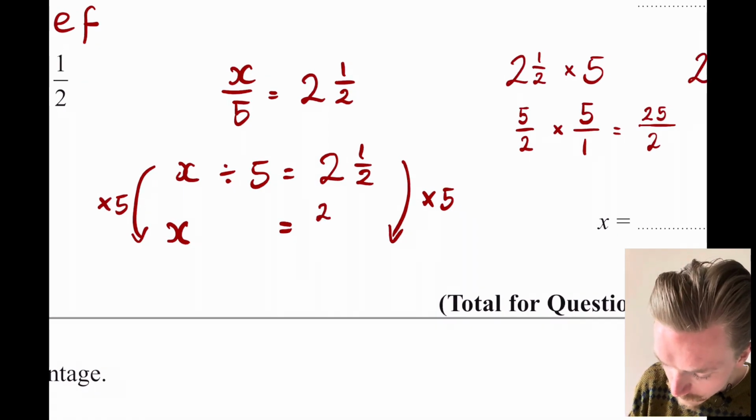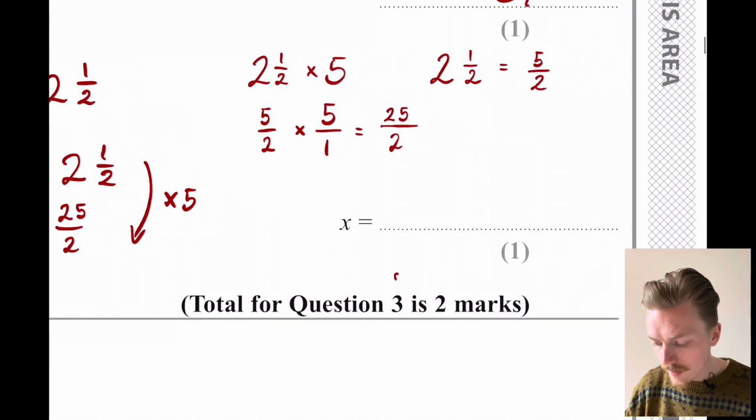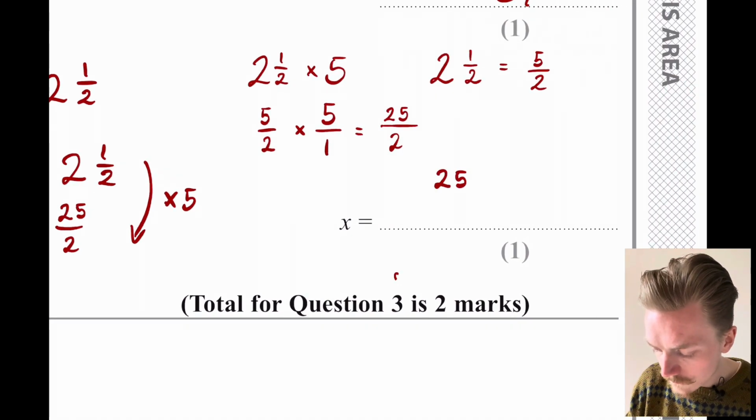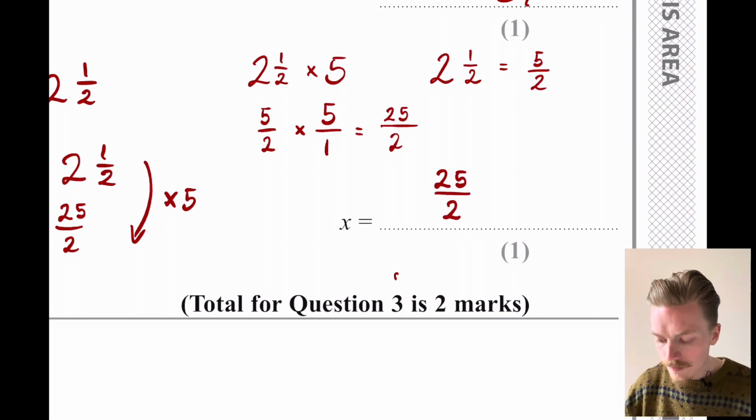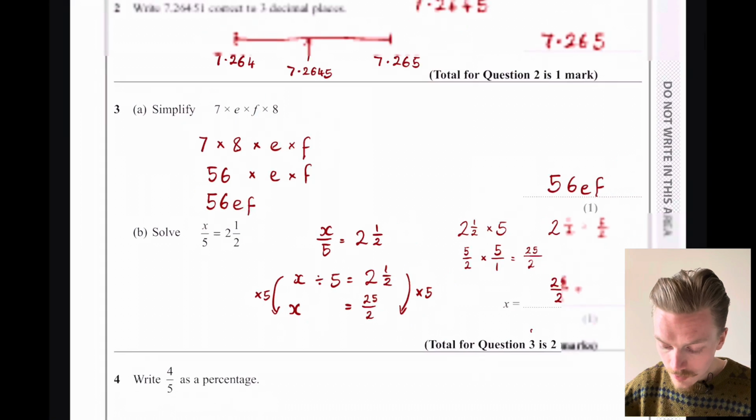It was 25/2. So x equals 25/2. That is my final answer. 25/2. And if you want to change this to a decimal, you do not have to. And improper fractions, it was perfectly fine. And in the question, it just says solve it.